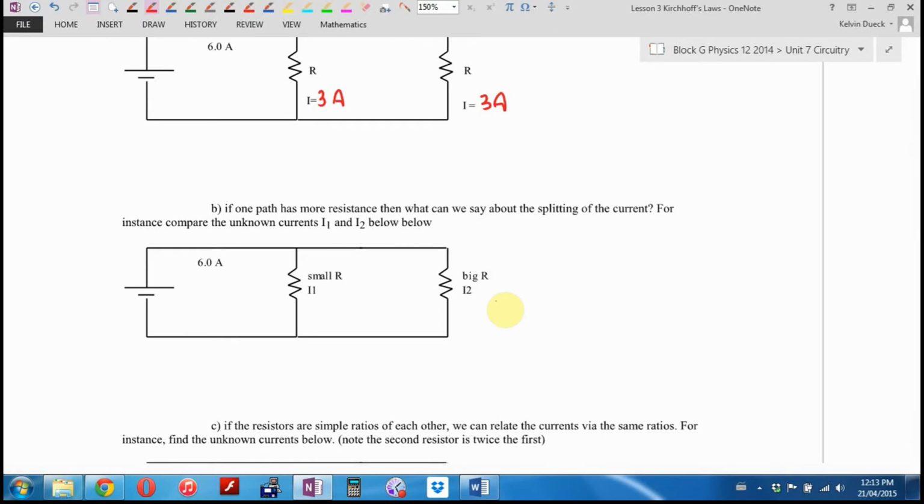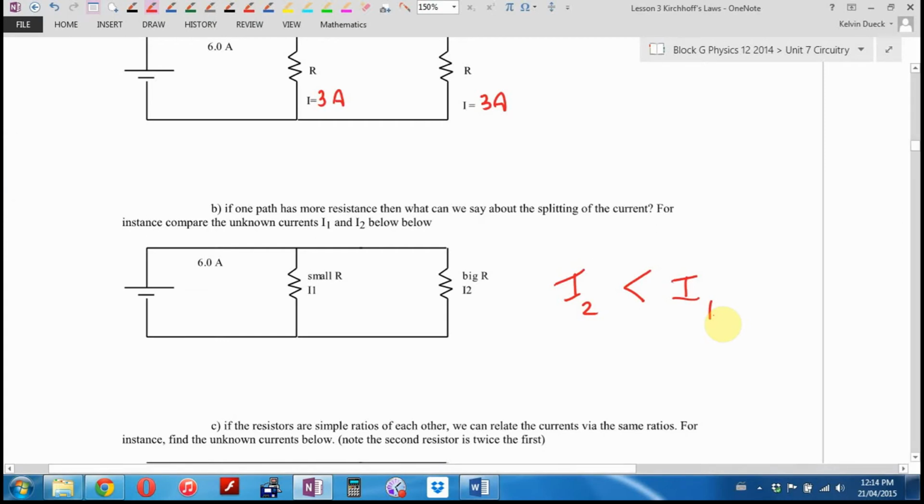If one path has more resistance, what can we say about the splitting? Okay, which has the bigger resistor, I1 or I2? I2 has a bigger resistor. You know what? Bigger resistor means deeper powder. You can't get as many skiers on the hill. I2 is going to be smaller than I1. It might be 4 amps in the first and 2 amps in the second. Or 5 and 1.